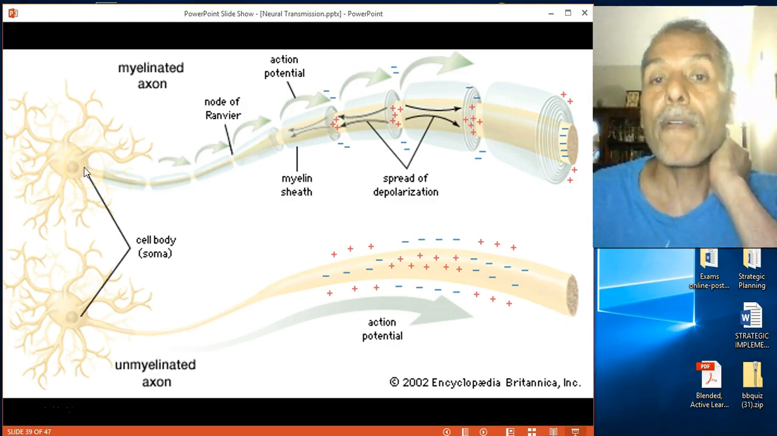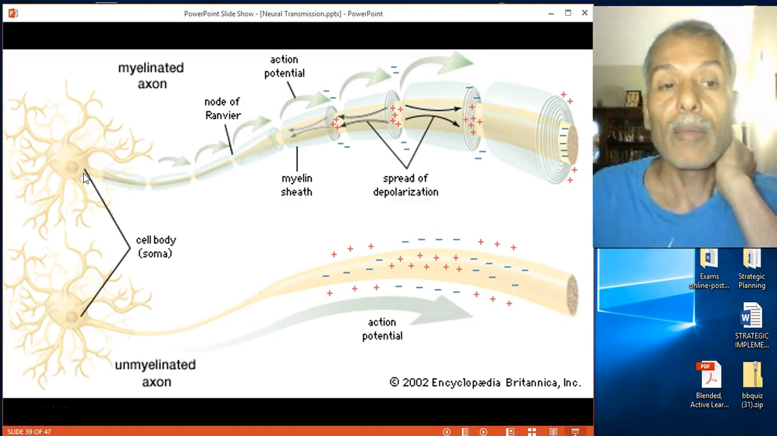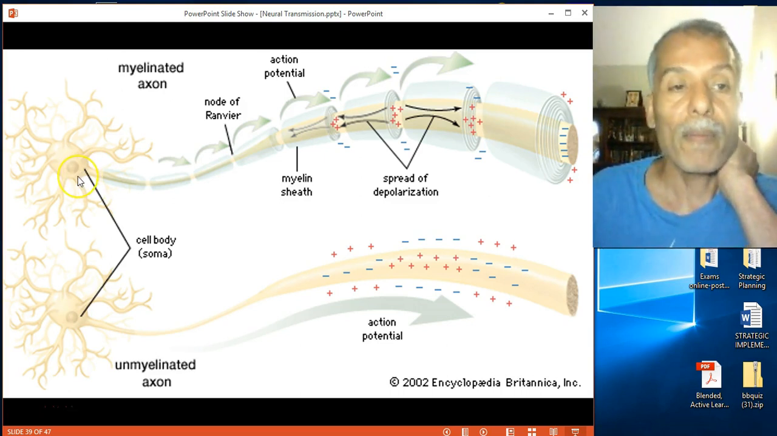If there are enough of these very, very weak potentials that come to it, that means they are kind of hesitant. Why not? Go ahead and fire.